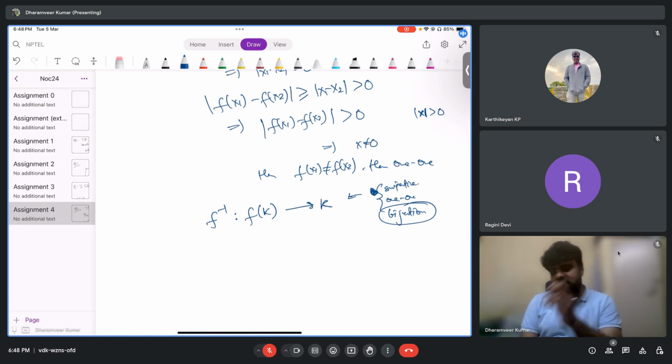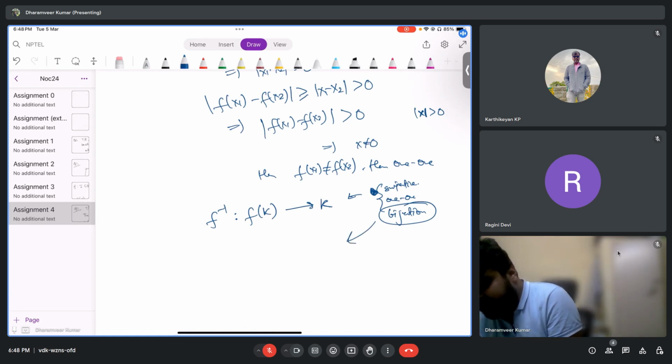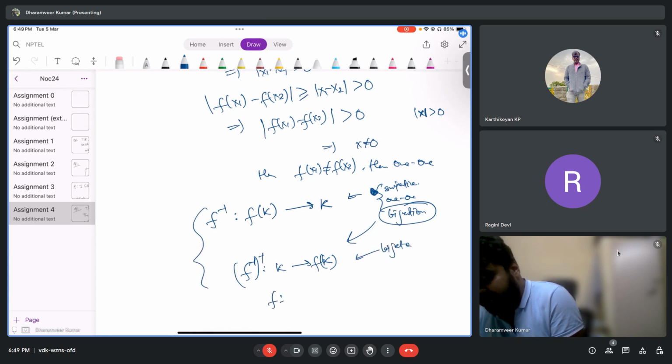Since this is a bijection, you can define its inverse. So basically, if you say that f goes from K to f(K), you can define f inverse from f(K) to K. This is also a bijection. Note that f from K to K is not a bijection because it is not a surjective function.